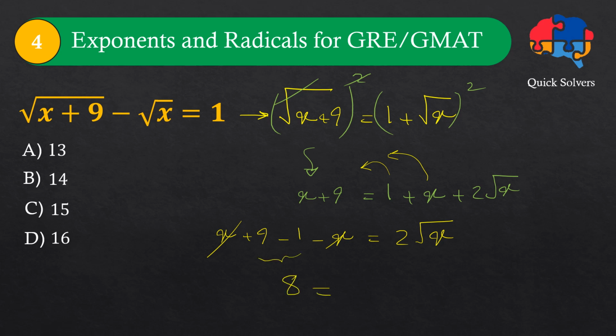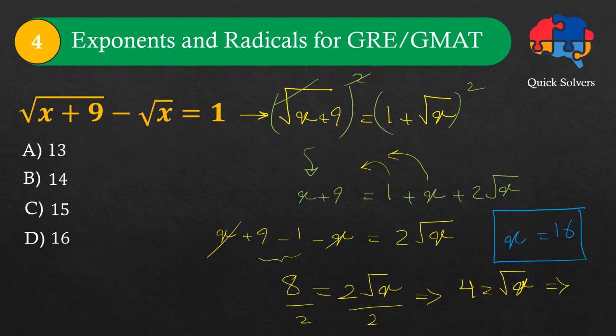So 8 equals 2 times the square root of x. If I divide each side by 2, then this gives me 4 equals the square root of x. And when the square root of x equals 4, we can conclude that, I can write it here, we can conclude that x is 16. And this is the answer, which is D.